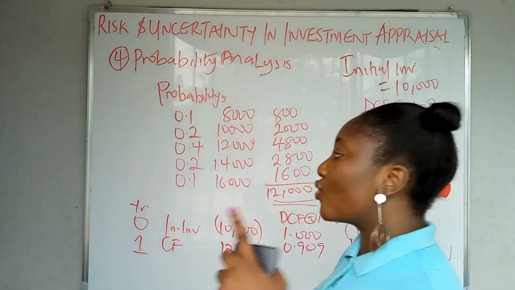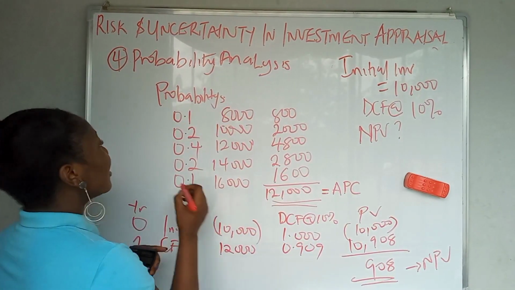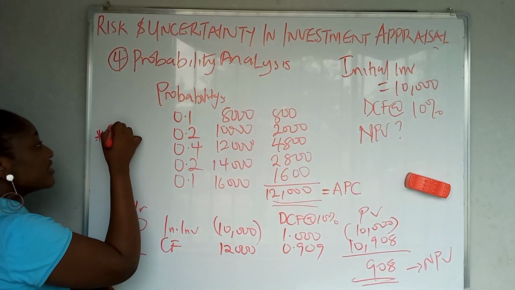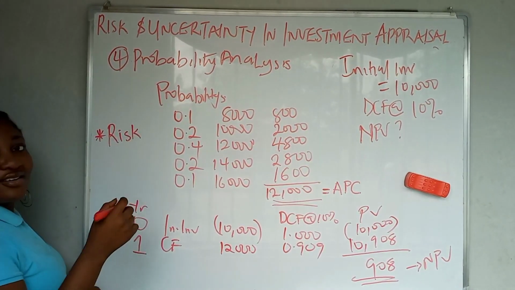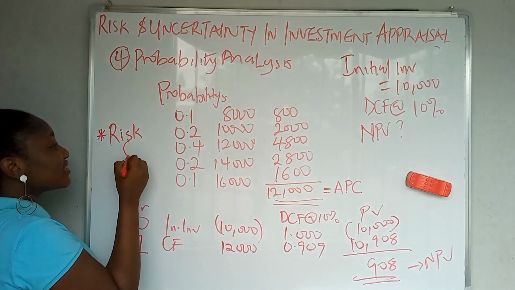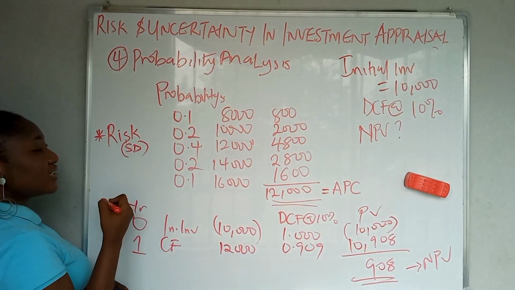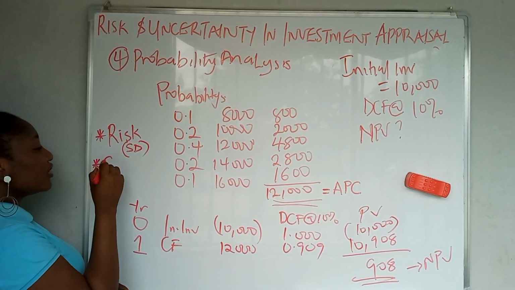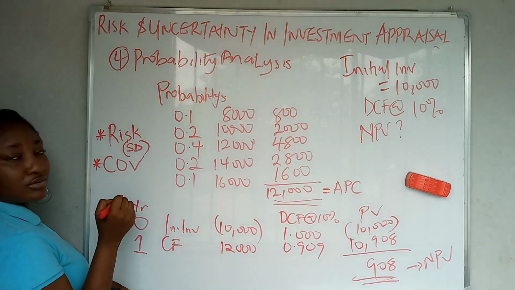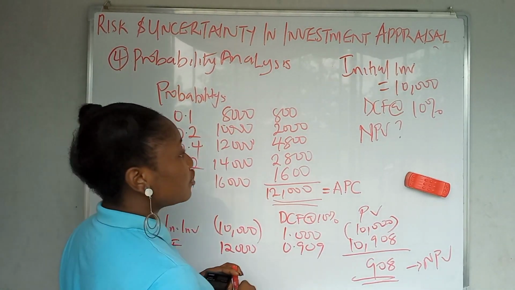Now, the examiner can go a step further and tell you to calculate the risk, and that risk is represented as what? Standard deviation. They could also tell you to calculate the coefficient of variation. So let's do the two of them.